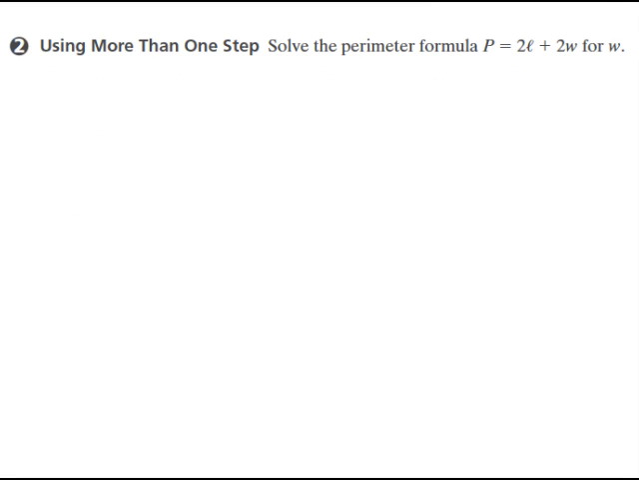For number 2, we're going to have to use more than one step to solve the perimeter formula. We're going to solve p equals 2l plus 2w for w. We're trying to get w all by itself on one side of the equation. So we start off by subtracting 2l from both sides of the equation. So on the left-hand side, we have p minus 2l, and on the right-hand side, the 2l's cancel each other out, so you're left with 2w.